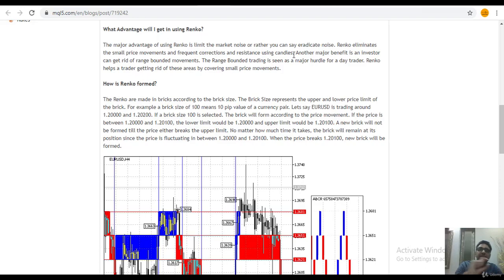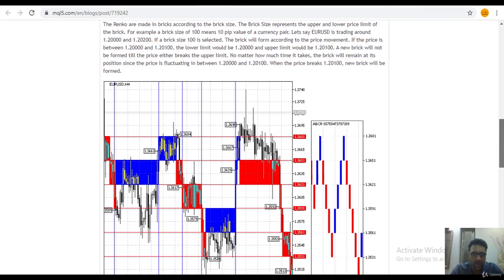It eradicates the range areas and focuses on the trend analysis, where the trend is the major area where most of the money is made, right? So Renko eradicates those range areas and makes you see the trend side of the candles. Another major benefit is that an investor can get rid of range bounded movements. We have talked about this. Range bounded trading is seen as a major hurdle for a day trader. Yes, it is. We know that. Renko helps a trader get rid of these areas by covering small price movements, right?